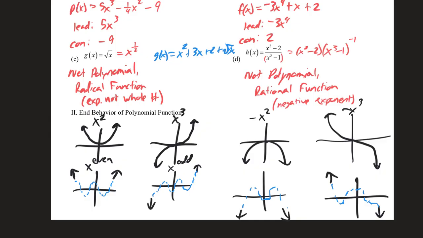Negative x squared? Why? Because the exponent's even, so we know the behavior is the same way, and then the coefficient's negative, so it's going to go down instead of going up. Okay, congratulations, you know everything you need to know about end behavior.